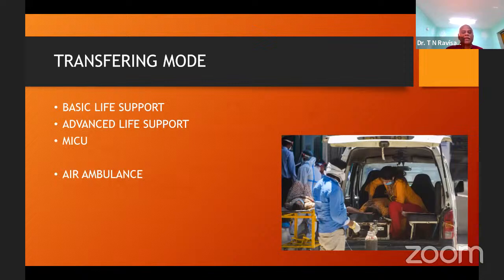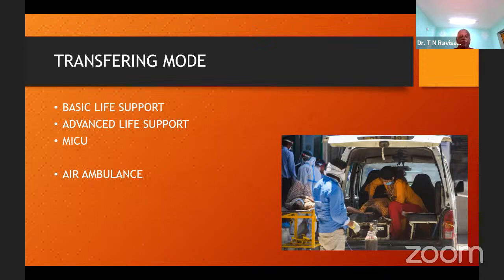The transferring mode may be a basic life support, the usual ambulance that is available everywhere, where there is a person within the ambulance to receive the patient, somebody who sees the patient, and if there is a monitor or IV fluid that is flowing, to take care of it. There may be an advanced life support where the ventilator is also available within the ambulance with monitor and all the gadgets available. It's almost an ICU, and the next one is called the medical intensive care unit within the ambulance.